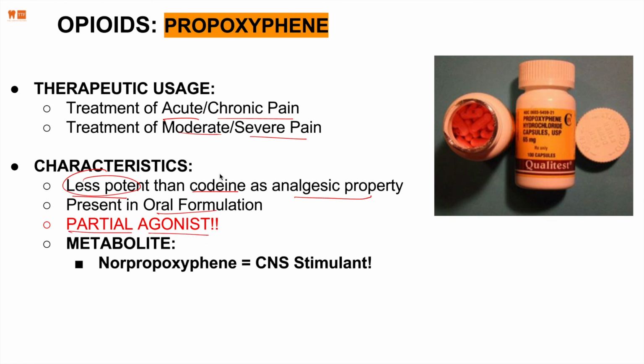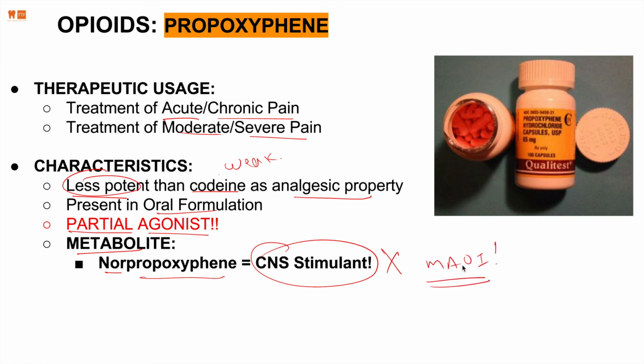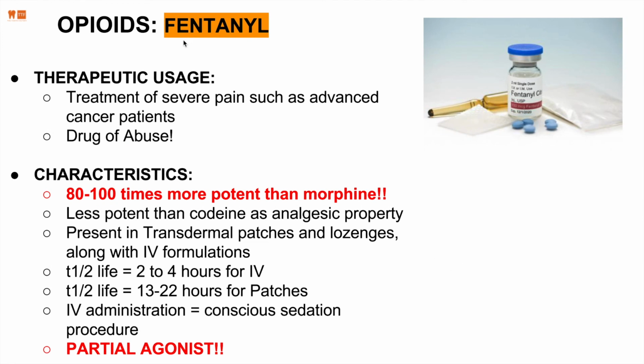So imagine this, if codeine itself is a weak agonist, and if propoxyphene is less potent than codeine, then of course it's a partial agonist. Its metabolite is known as norpropoxyphene, which is a CNS stimulant. Reminds us of normeperidine, therefore let's not club it with MAO inhibitors. The terrible MAOs. Now, opioid fentanyl.